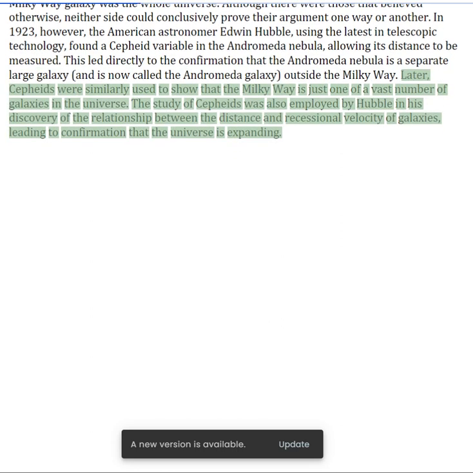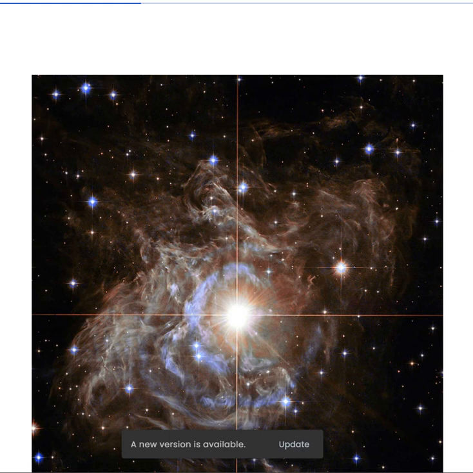Later, Cepheids were similarly used to show that the Milky Way is just one of a vast number of galaxies in the universe. The study of Cepheids was also employed by Hubble in his discovery of the relationship between the distance and recessional velocity of galaxies, leading to confirmation that the universe is expanding. The star RS Puppis is one of the brightest Cepheid variables in the Milky Way. It is about 6,500 light-years from Earth and has a cycle of variability lasting 41.4 days.